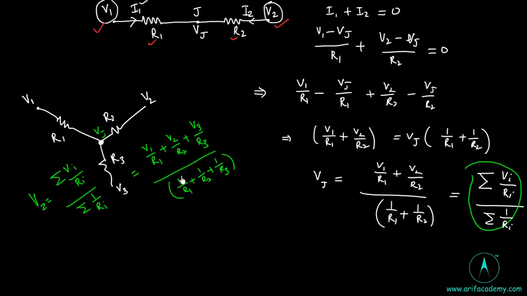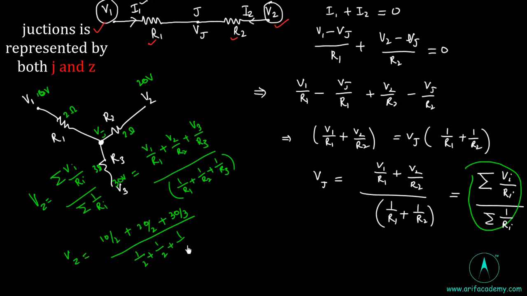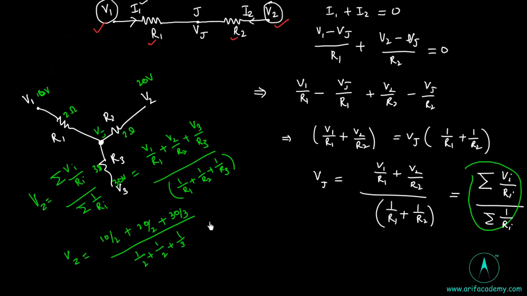This is very useful in competitive exams like NEET and IIT JEE, where we are given, suppose this is 10 volt, this is 20 volt, and this is 30 volt, and the resistors are 2 ohm, 2 ohm and 3 ohm. So the potential of the junction is equal to (10 by 2, 20 by 2, 30 by 3) whole upon (1 by 2 ohm, 1 by 2 ohm and 1 by 3 ohm). This can be solved easily, and that much volt is the potential of the junction.